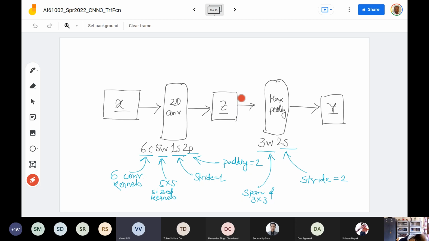Now, if I'm looking at this Z, then what is this Z? Let's look into that one. So Z is R power of, what was that value? As a result of this convolution, what did we get? 6 cross 227, so 6 cross 227 cross 227. This was Z. Now, what will be my Y? Definitely the number of channels is going to still be the same because it's going to apply on every channel. Now, if I have a span of 3 cross 3 and a stride of 2, then what will happen?